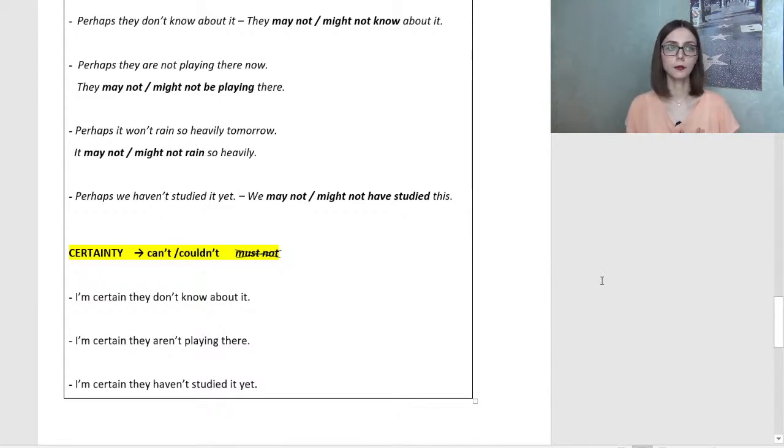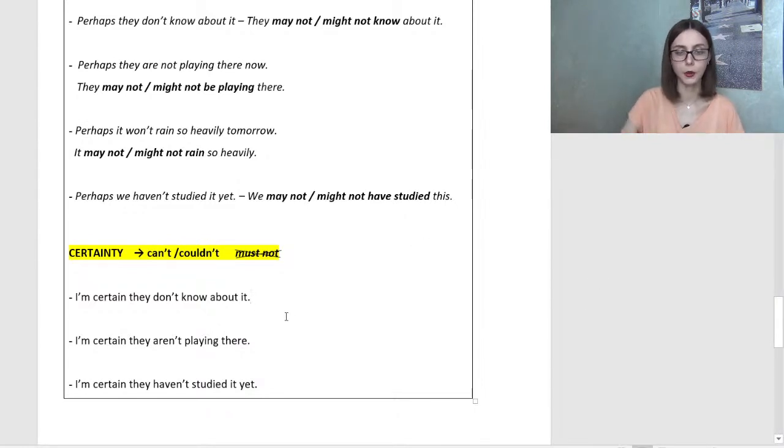So you remember, if you are certain, you make an assumption, you use must. So they must be doing this right now, he must have forgotten about this. But it's interesting that if you're making the negative assumption, you think that it is impossible that it is happening, or it is impossible that it happened, you would use can't or couldn't. You don't use must here, and I'll show you this in a moment.